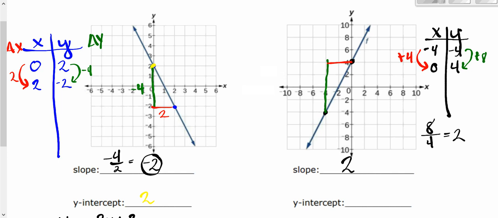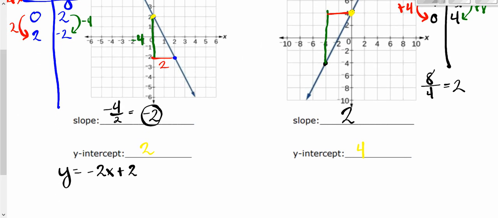My y-intercept is 4. As an equation, I have y equals 2x plus 4.